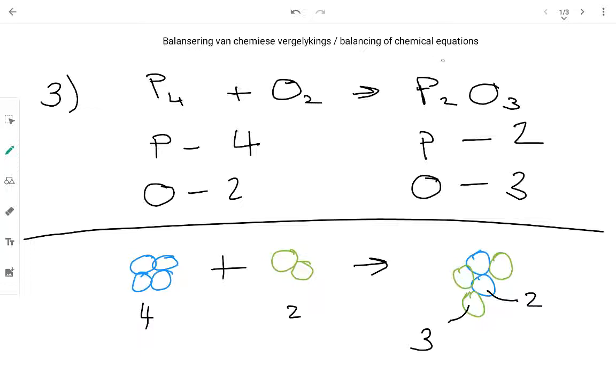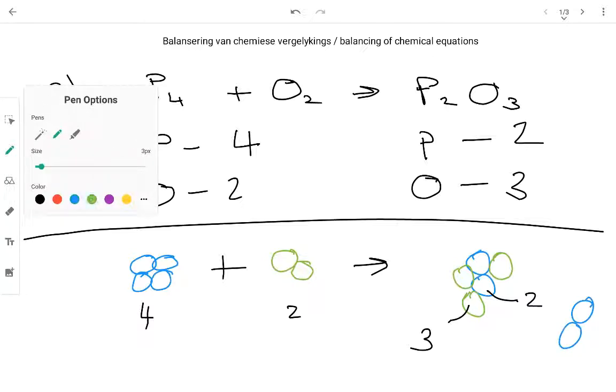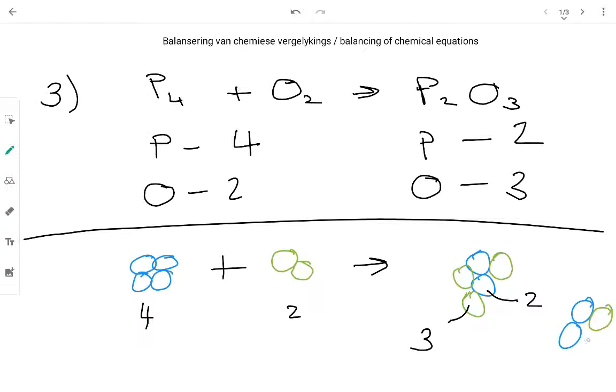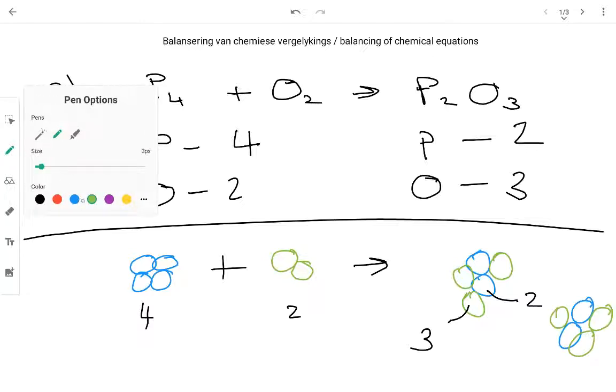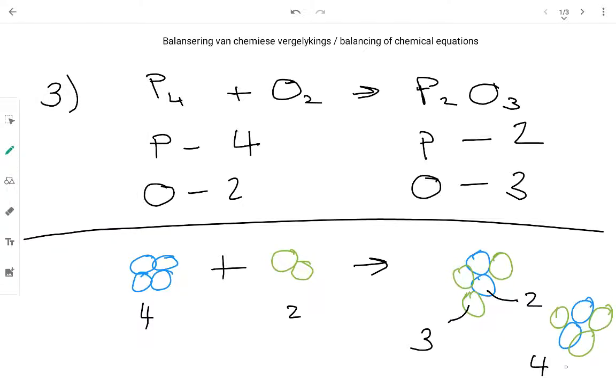All I do is add another compound of my product, meaning I'm first going to draw it. I'm going to add an identical compound of 2 phosphorus atoms and 3 oxygen atoms. So now, if I count, I have 1, 2, 3, 4 phosphorus atoms, and my oxygen, I have 1, 2, 3, 4, 5, 6. I have 6 oxygen atoms.